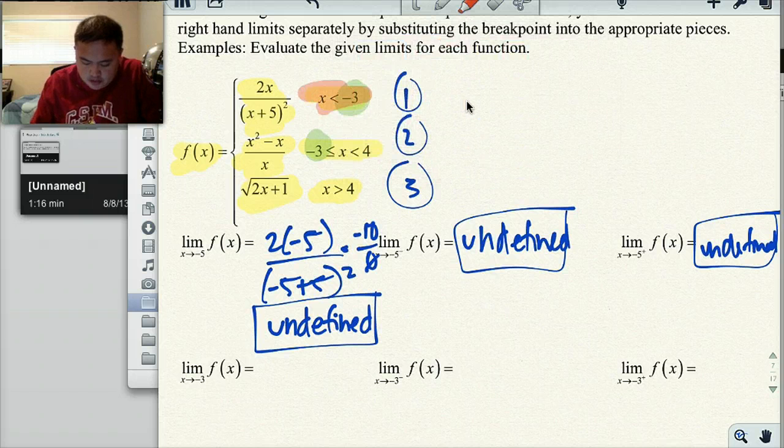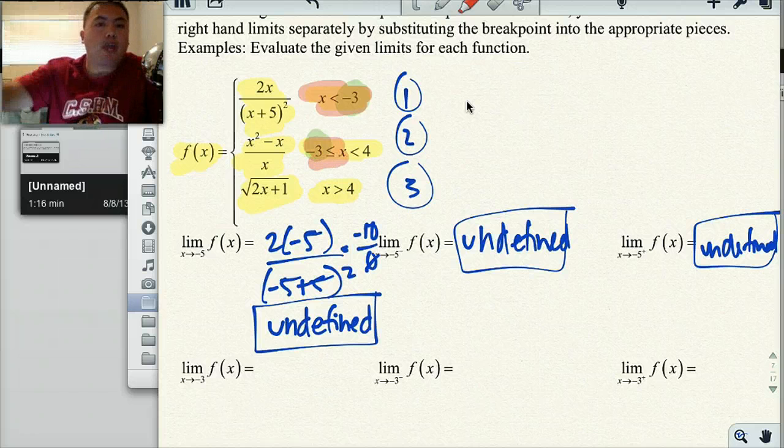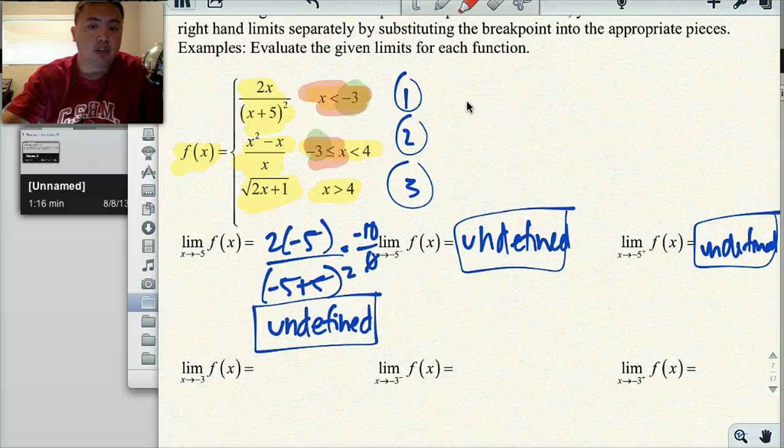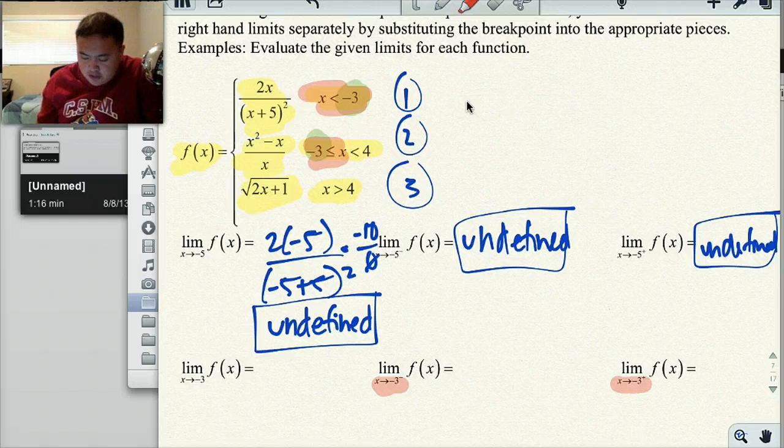This one up here means left of negative 3. This one down here means to the right of negative 3, or greater than negative 3. So that's why when I'm trying to solve for negative 3 minus, I'm going to use function number 1. And when I'm trying to find negative 3 plus, I'm going to use function number 2. So let's try it. Negative 3 minus, I will plug negative 3 into the first function.